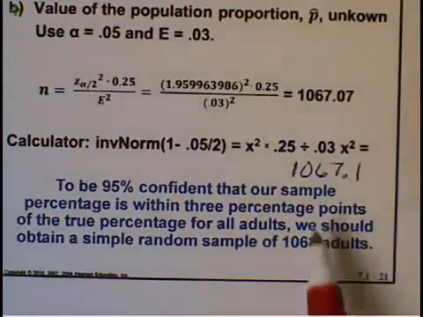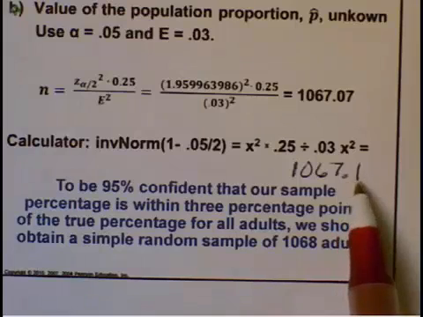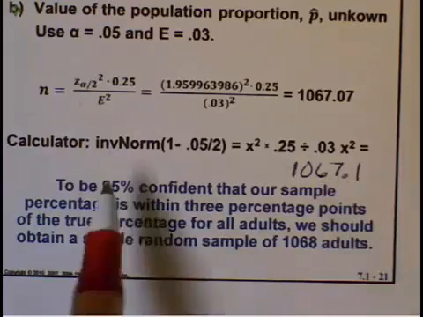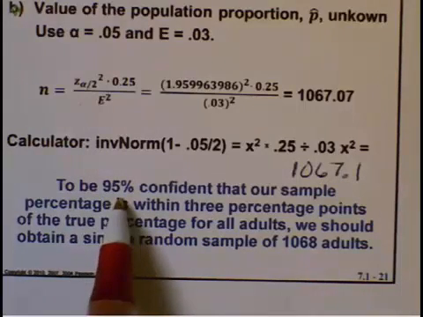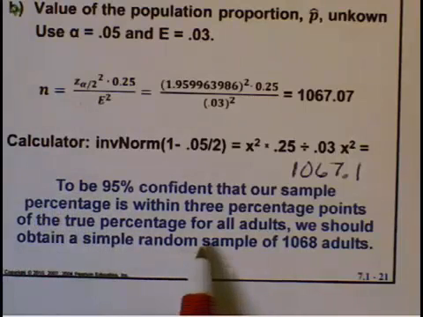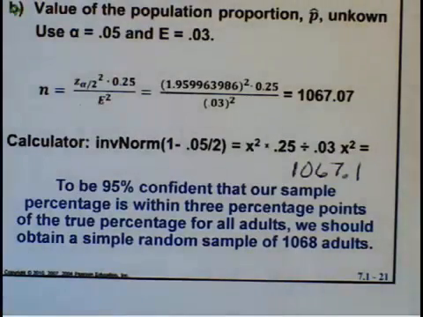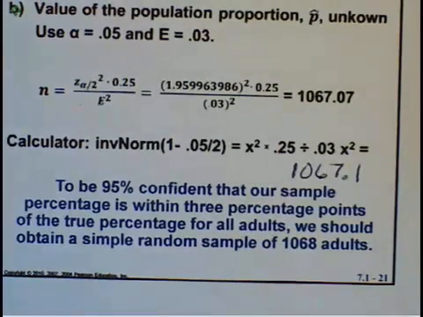But again, regardless of what digit is in the tenths place, I'm going to have to round that up to achieve the confidence level that I want. To be 95% confident that our sample percentage is within 3 percentage points of the true percentage for all adults, I need to obtain a simple random sample of 1,068 adults.